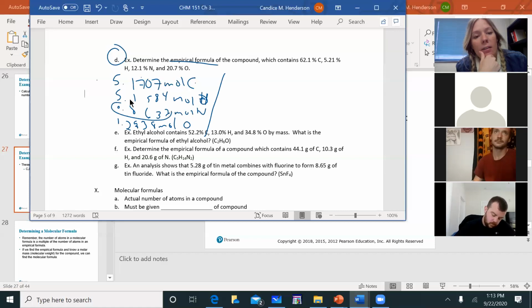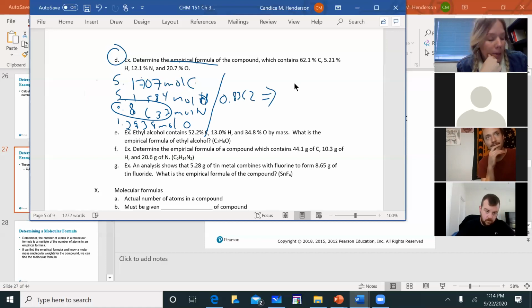So I need to divide all of these by the smallest number, the smallest decimal, which would be this thing right here, 0.8632. So we're going to divide all these by that. And my values end up becoming 6 for the first one, 6 for the second one, 1 for the third one, because anything divided by itself is 1. And then the last one is 1.5.